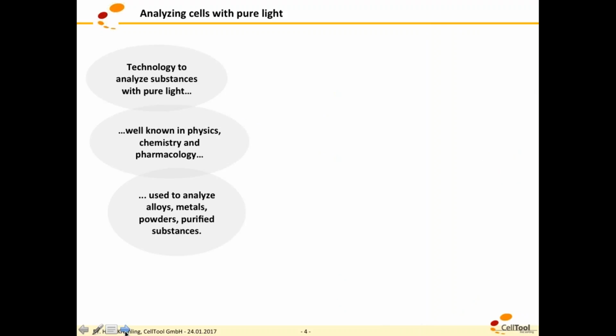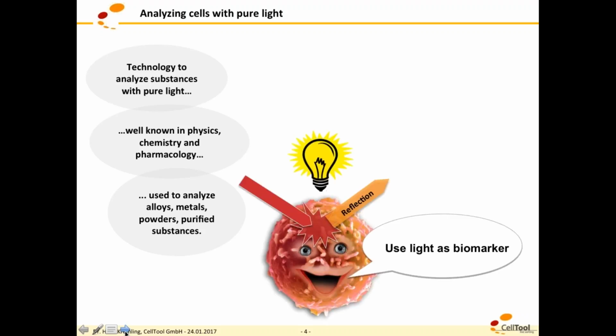And with this question in mind, we from Cell2 left the fields of biology towards other academic fields like chemistry and physics. And there we found that it is really possible to analyze different materials like metals, alloys, powders with nothing else but laser light. And so we thought about, hey, maybe we can use this technology also for our biological questions. And the technique I'm talking about is the so-called Raman spectroscopy.